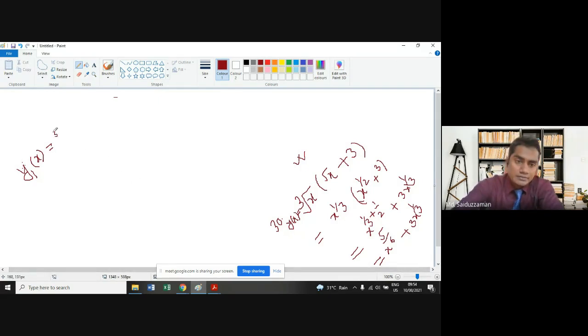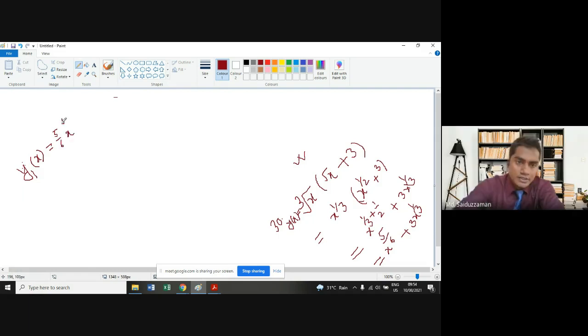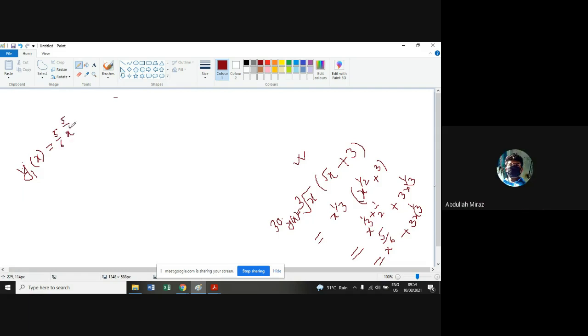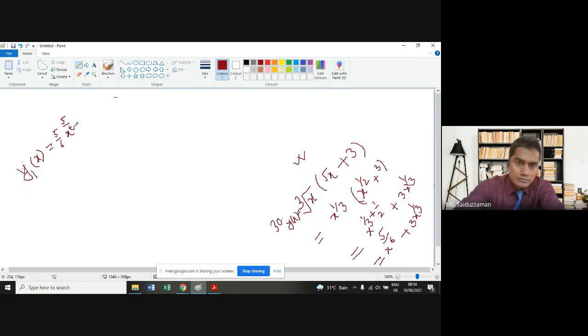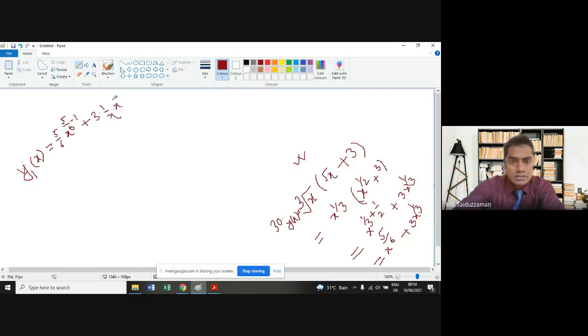5 by 6 x to the power 5 by 6 minus 1, minus 1 by 6, plus 3 into 1/3, so 9x to the power 1/3 minus 1. Clear? Just the x to the power n formula.